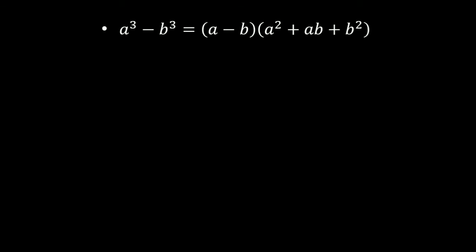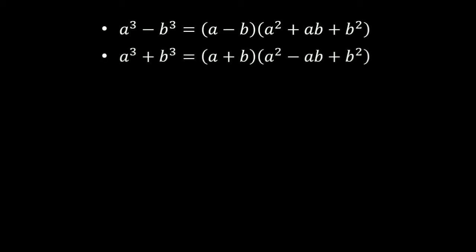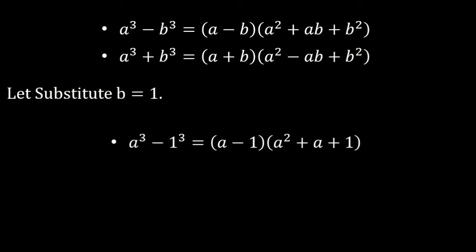We need to learn two identities that are mandatory for solving this problem. The first is a cube minus b cube, which equals (a minus b) times (a square plus ab plus b square), and the second is a cube plus b cube, which equals (a plus b) times (a square minus ab plus b square). Let's substitute b equals 1, then we have this and this. So we are using this result for finding our answer.